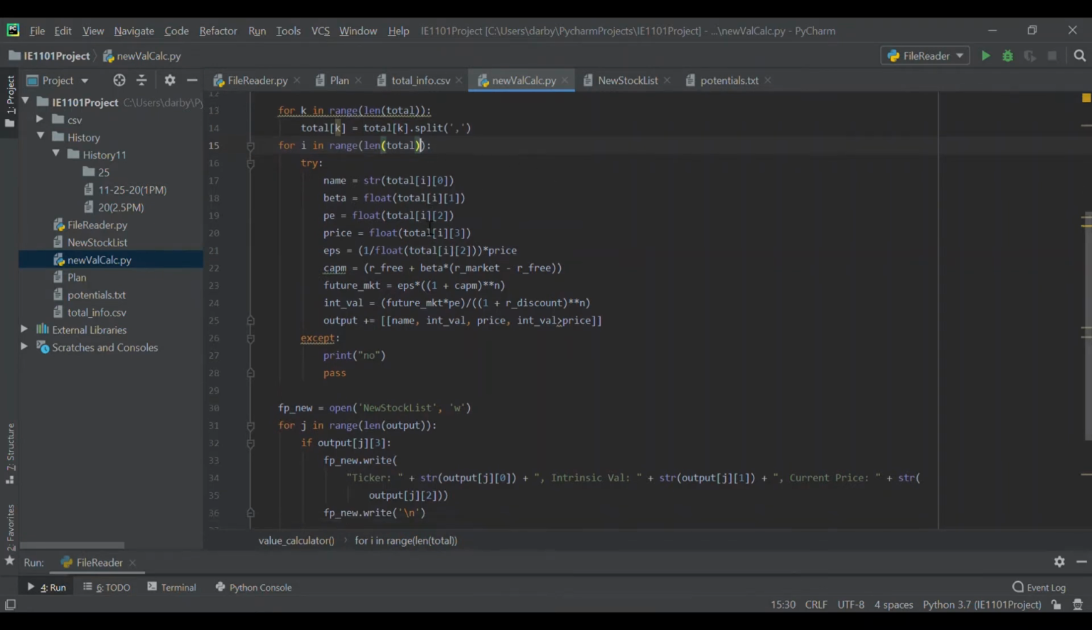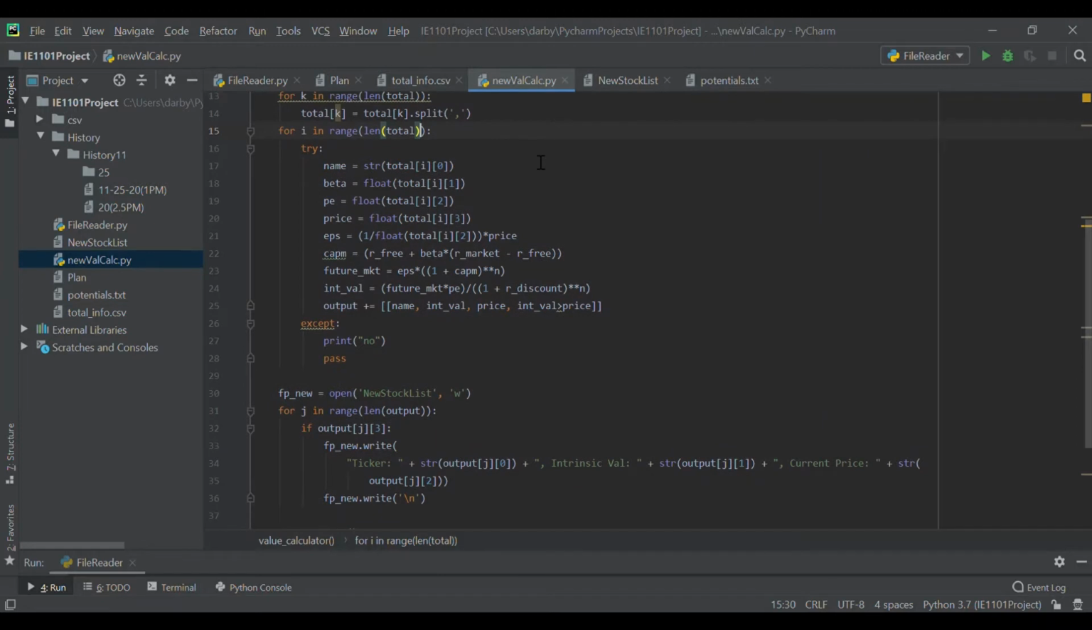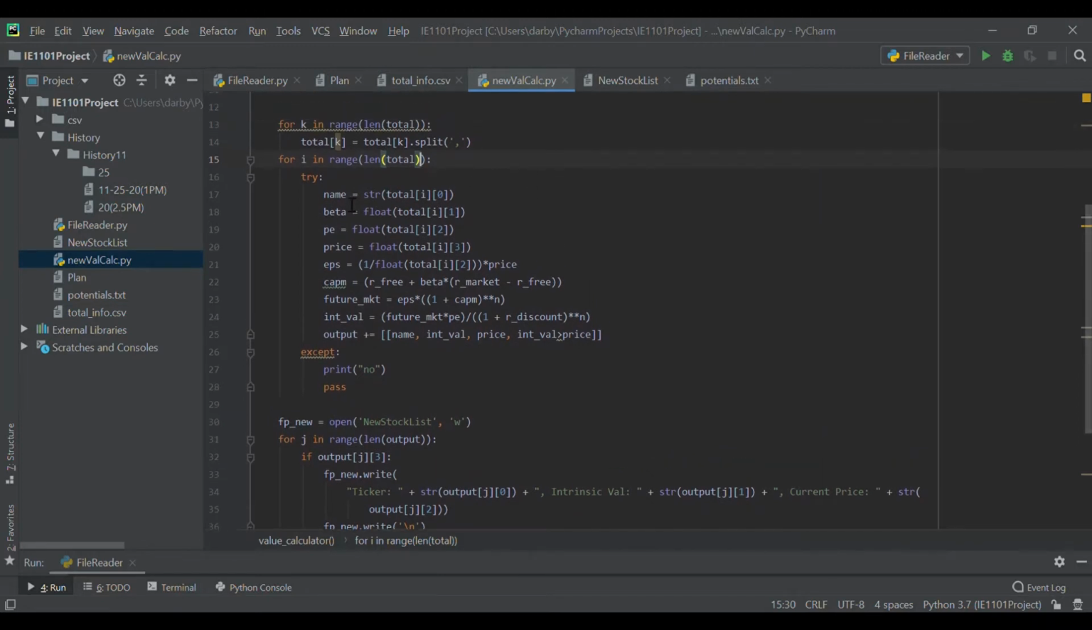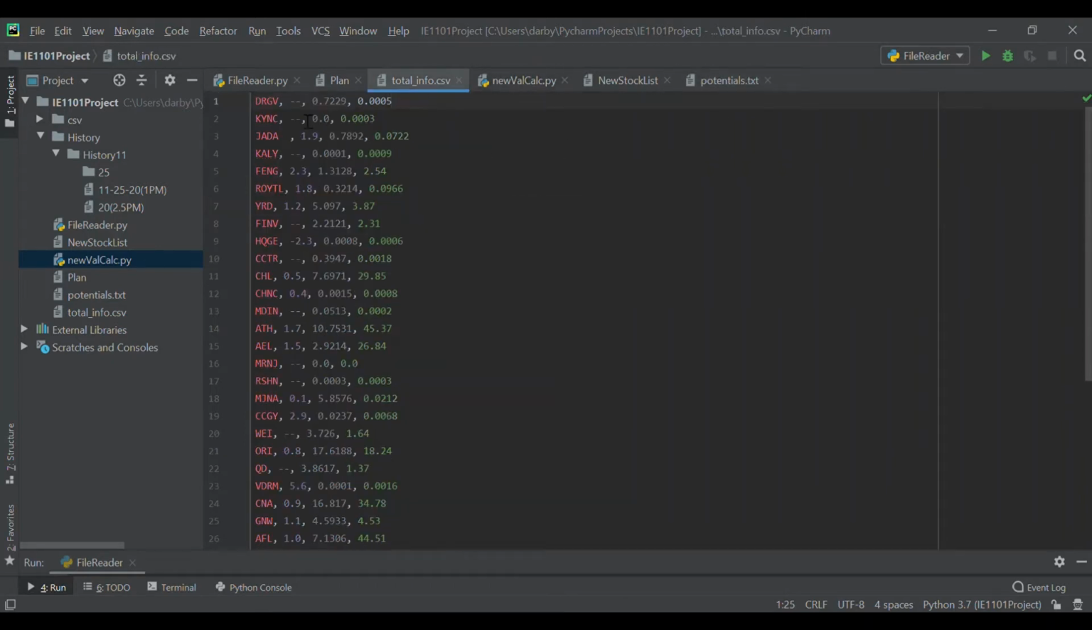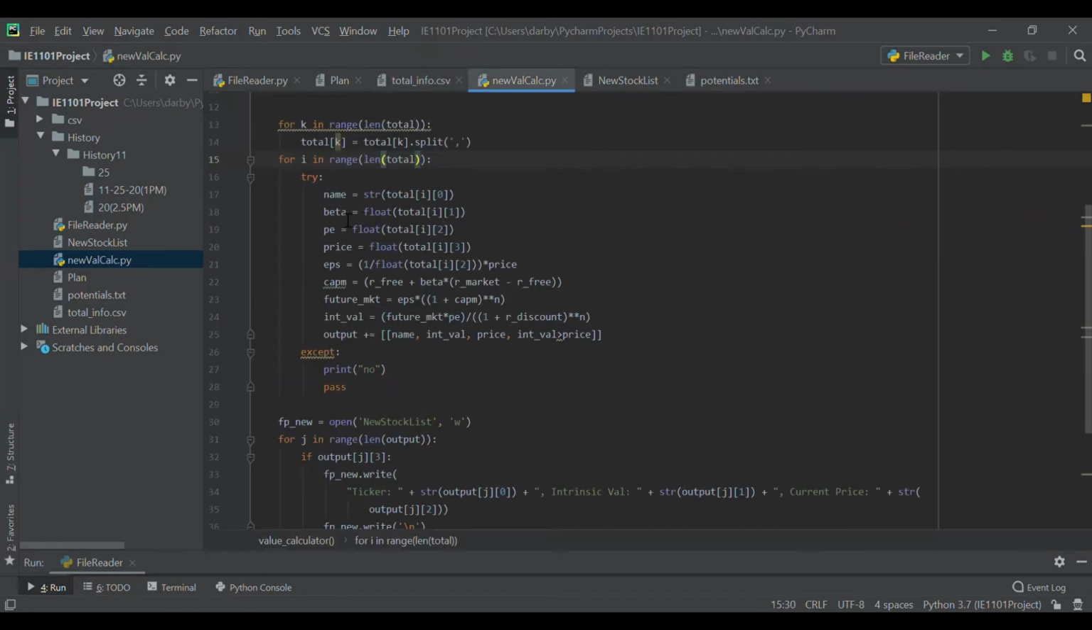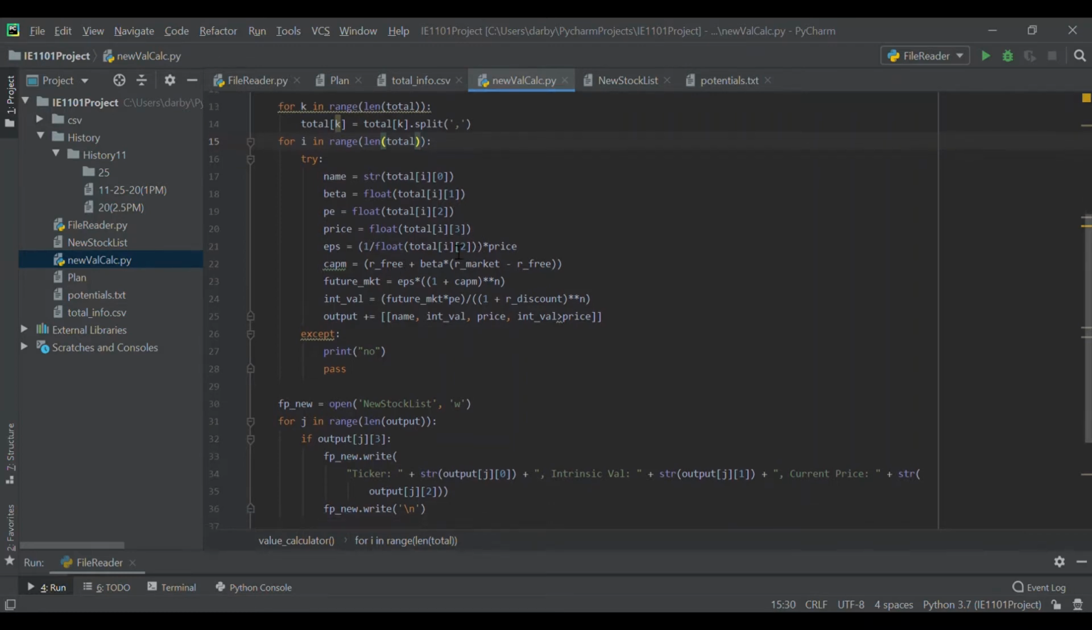So for every single piece that we just split up, we're going to create the name, which is the 0th element, the index is 0. Let's go to the good looking one. So we're looking at the 0th element, the name. That makes sense. We have the beta, which is the first element, the price to earnings ratio second, and price is the third. Then the earnings per share we can actually calculate right now. Might as well.